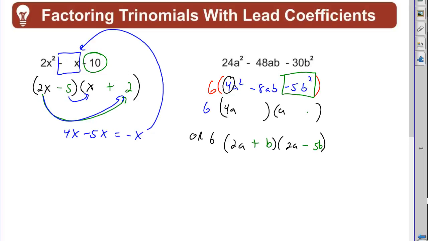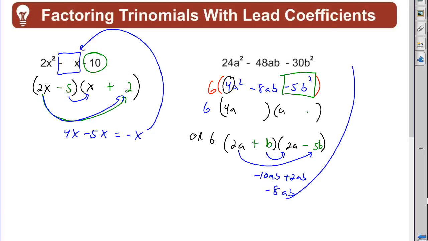So watch the check here. This is a negative 10ab. This is a positive 2ab for a grand total of negative 8ab. Exactly what I needed in the middle. I found the correct pair. And by the way, don't forget to keep what you factored out in front of your parentheses. 6 times quantity 2a plus b times quantity 2a minus 5b.